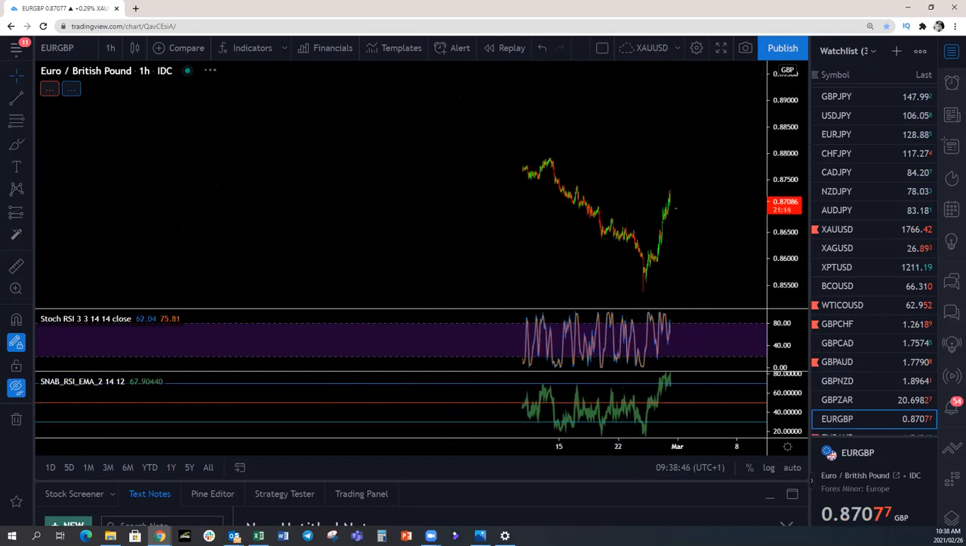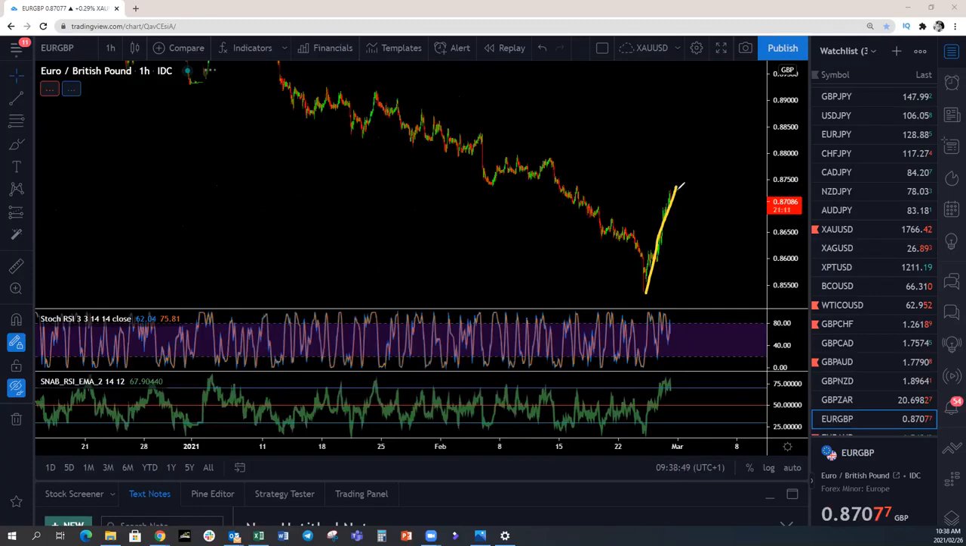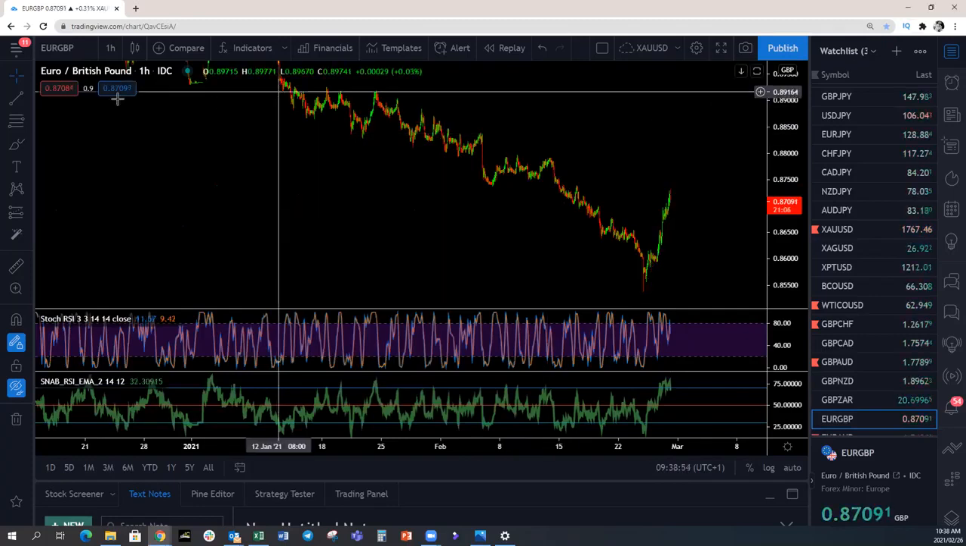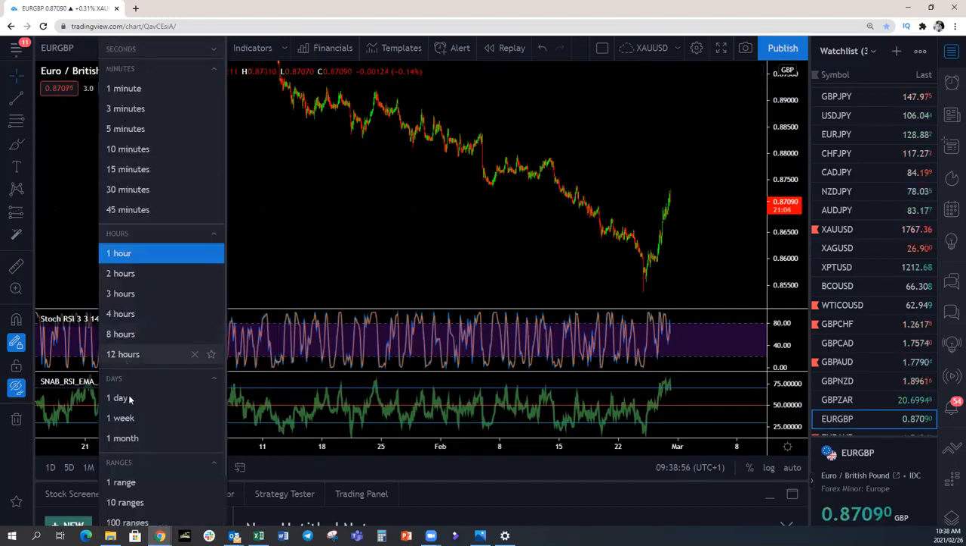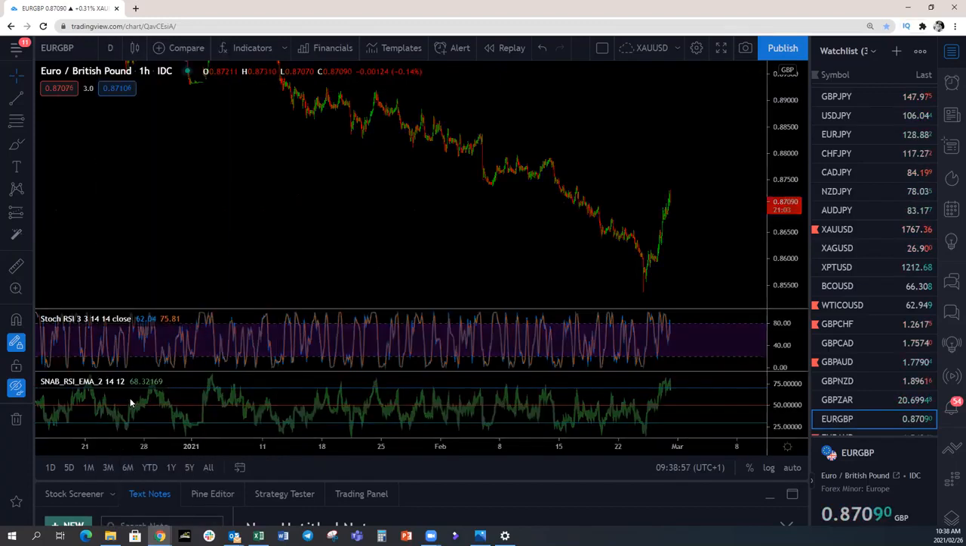The sharp pullback that you see on the pound pairs is what you're seeing on the euro. So we're going to see this one make a move to the upside. Now, if you look at the daily, they are very interesting structures. Let's go to the daily. Where this has reversed is very interesting.